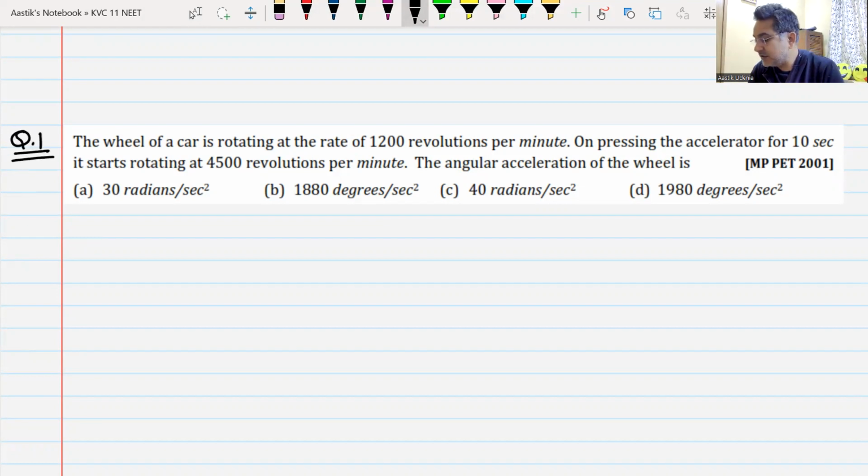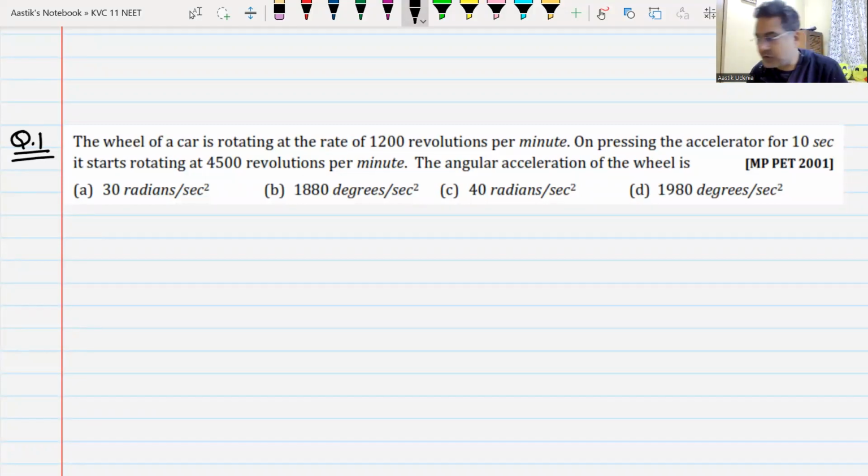Question number 1. The wheel of a car is rotating at 1200 rpm. On pressing the accelerator for 10 seconds, it starts rotating at 4500 rpm. What is the angular acceleration? You will have to find out the angular acceleration, and I know that you know how to do this. Yes or no? Okay, great. So I'll give you 2 minutes, solve it, and give me the answer.